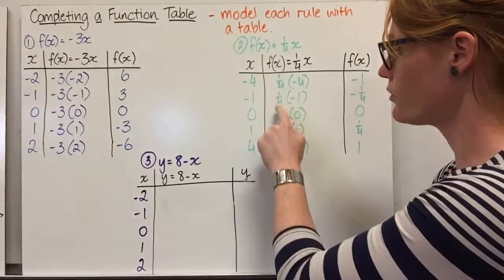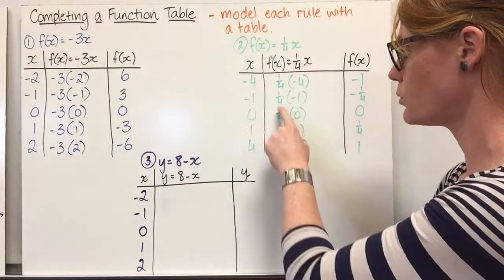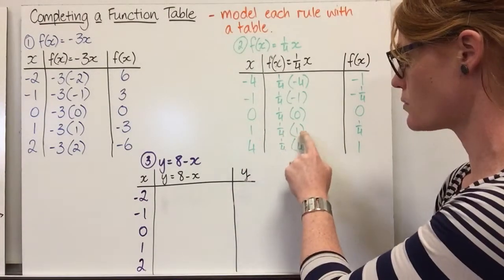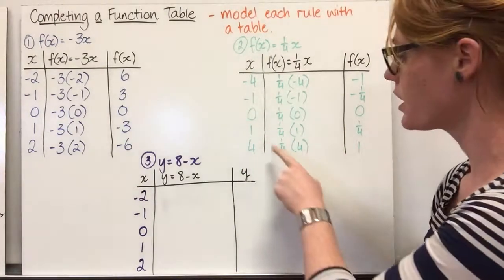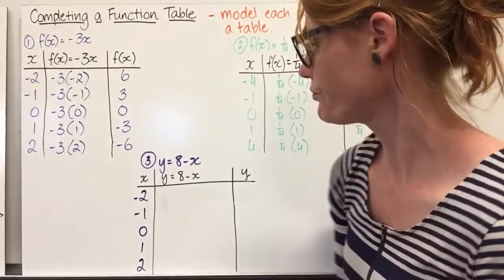For -1, 1/4 times -1 equals -1/4. For 0, 1/4 times 0 equals 0. For 1, 1/4 times 1 equals 1/4. And for 4, 1/4 times 4 equals 1.